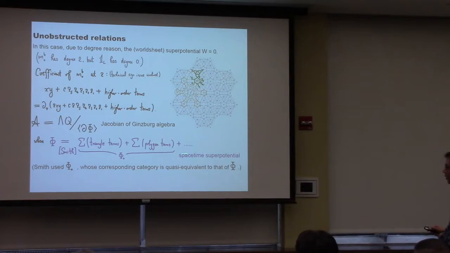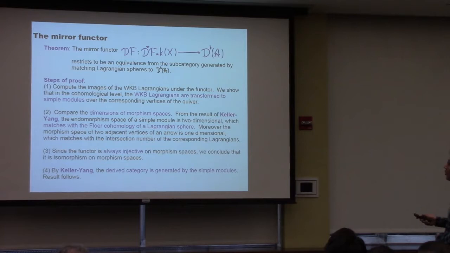It was computed by Smith in his paper, only the leading order terms, not all the terms. Smith is using the leading order terms, whose corresponding category is just quasi-equivalent to that of D. So that's why he just cares about the leading order terms. But from our point of view, we are using the whole space-time superpotential, and then we have a functor from the derived Fukaya category to the derived category of the Jacobian algebra.